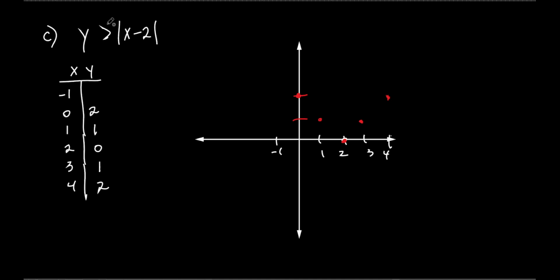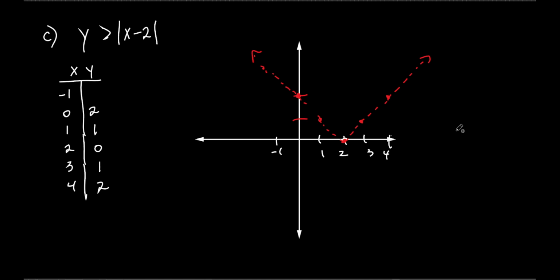Now, it just says greater than, doesn't it? So what kind of line? Solid line or dotted line? Dotted. It just says greater than. It doesn't say or equal. All right, so a dotted line this way and a dotted line this way. And we'll kind of make it look the same on the left and the right. And that's your absolute value graph.